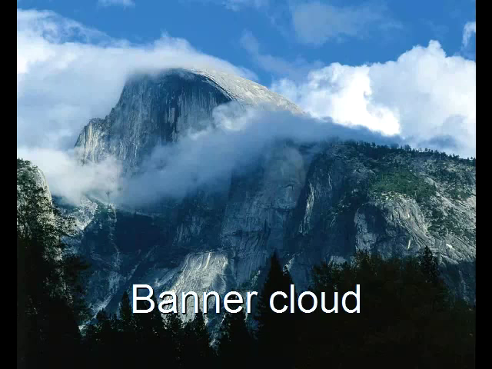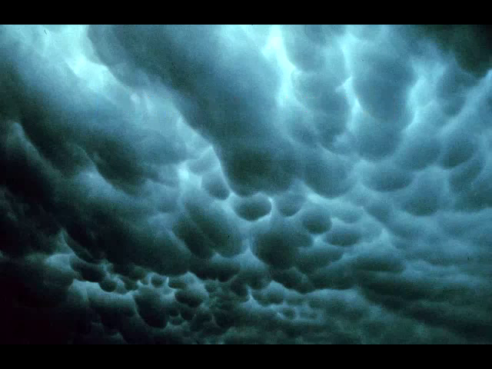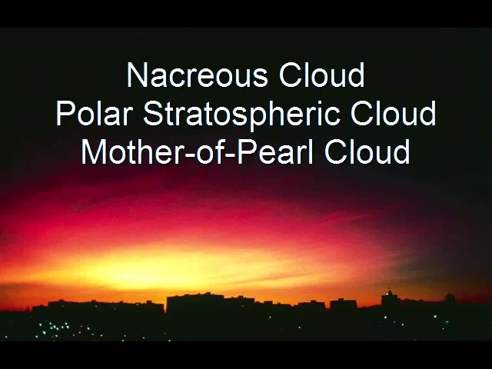Banner clouds are similar to the lenticular clouds, but they are anchored to individual mountain peaks. Mammatus clouds are characterized by sac-like protrusions from the base of a cloud, which indicate low-level turbulence in cumulonimbus clouds. Nacreous clouds appear in the stratosphere. They are also called polar stratospheric clouds or mother-of-pearl clouds. They are composed of supercooled water or ice.